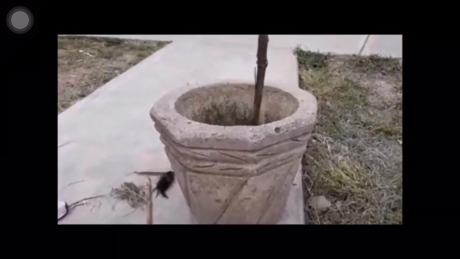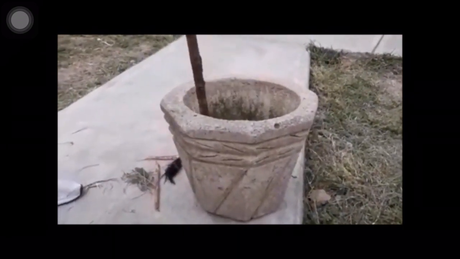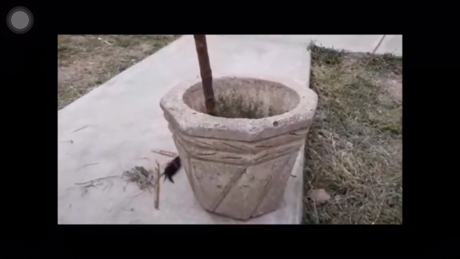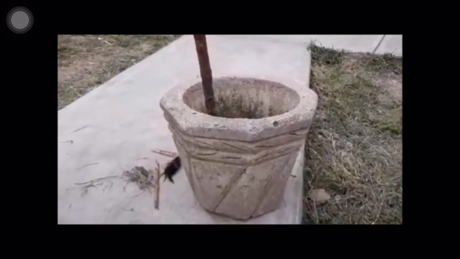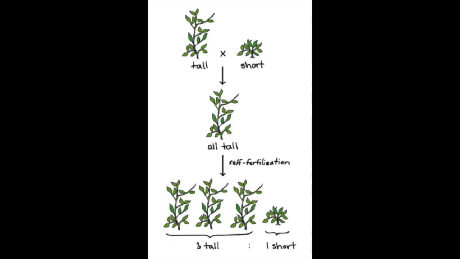Specifically, there were always about 330 plants that showed the dominant trait, for example tall, for every 111 plants that showed the recessive trait, for example short, making a 3 to 1 ratio.